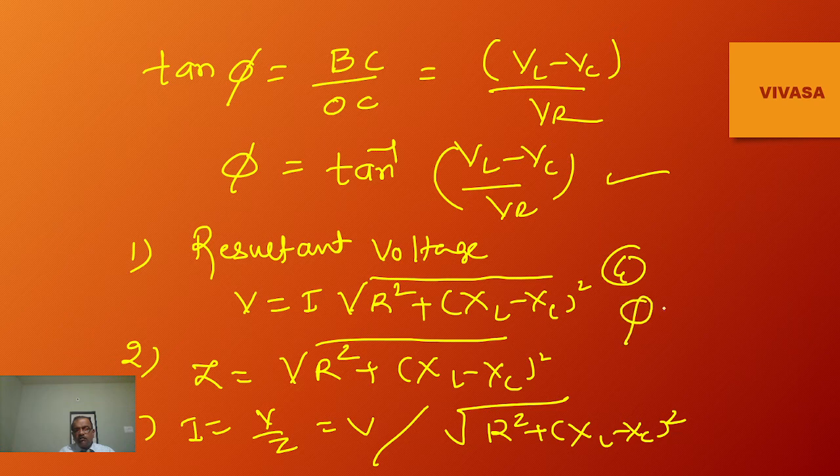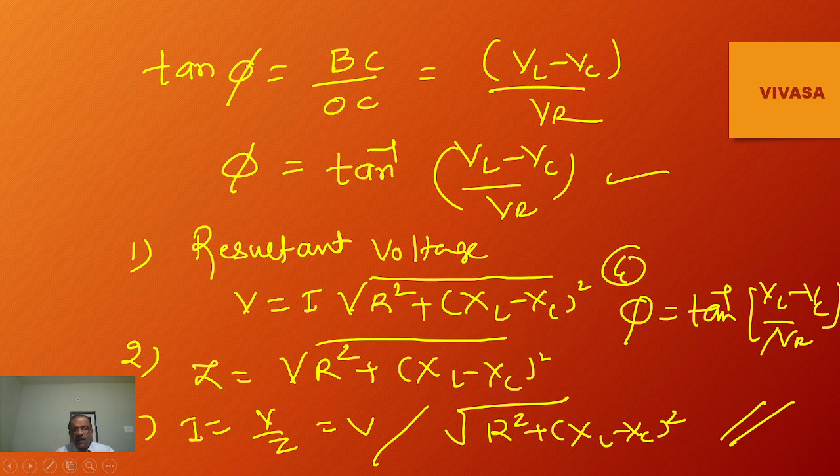And the fourth was phi is equal to tan inverse of (VL minus VC) upon VR. This is the required answer for this question. The answer is completed here, and it is a clear-cut picture now that we have calculated all four requirements, and this happens to be the perfect answer. Now let us discuss some special cases.